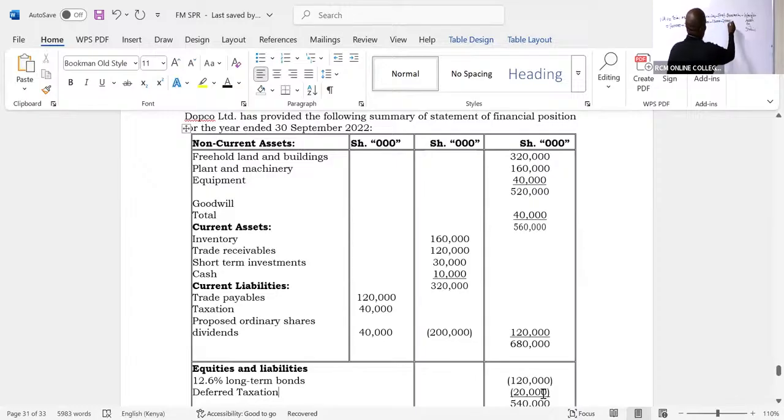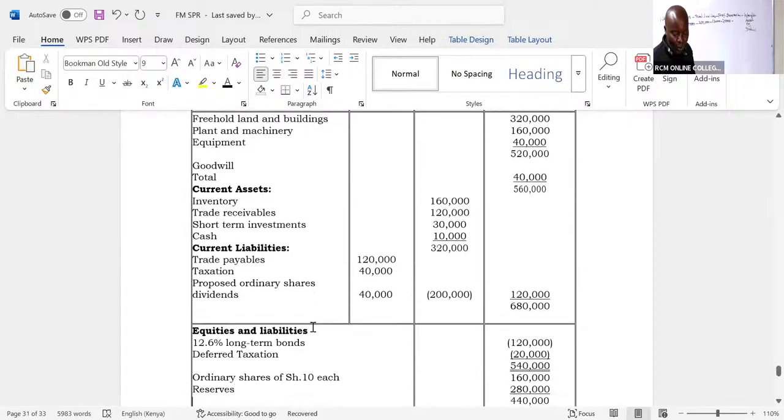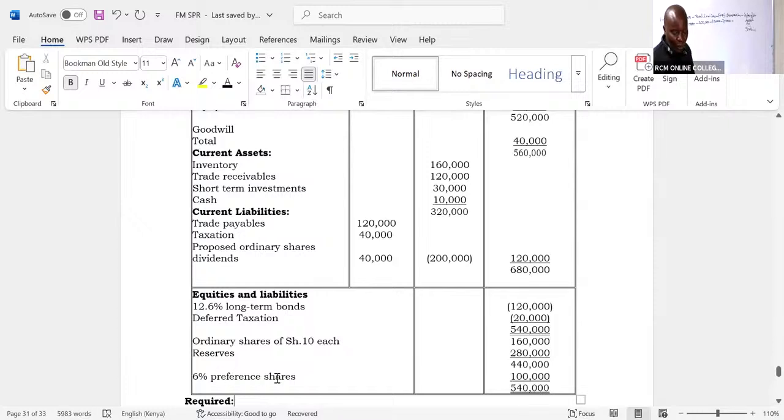20,000. And then do we have any preference share capital? Oh, yes, we do. If there is, then we shall always deduct it. You can see we have 6% preference shares, 100,000.